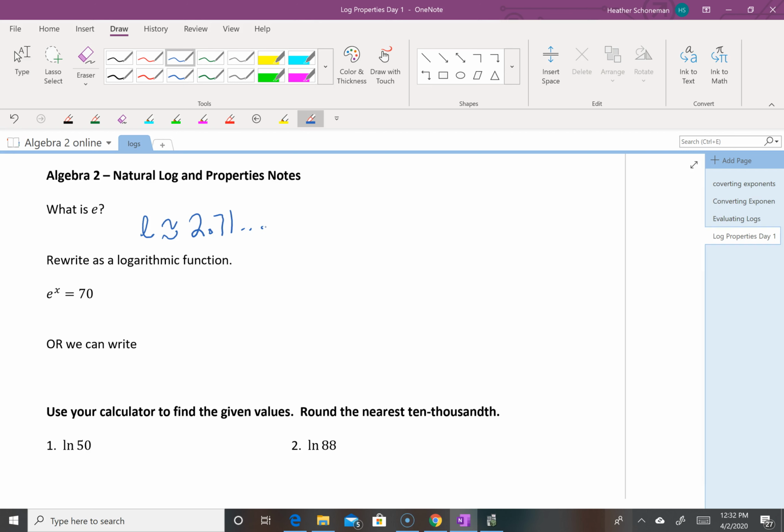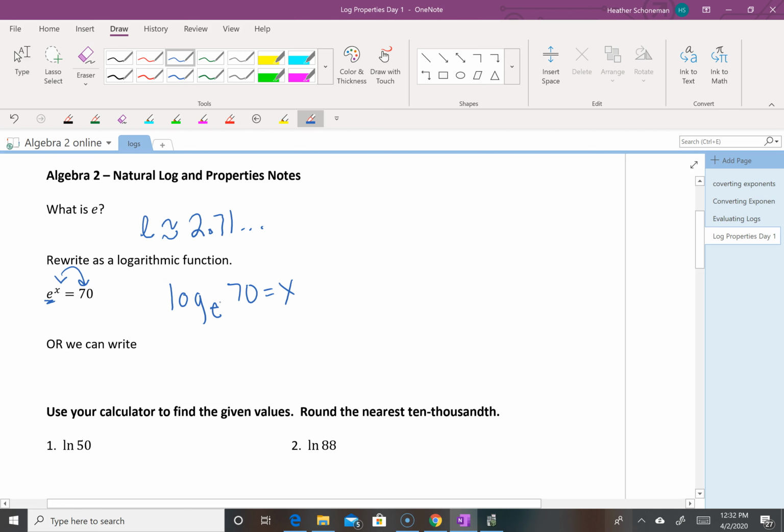So if e is just a number, if I have e to the x equals 70, I can rewrite that as a logarithmic function. So I can say log, and then e is my base, so base e, and then these two things change place, of 70 equals x. Except I wrote a 2, not an e. Why do you think I did that? Okay, e. So that's perfectly correct.